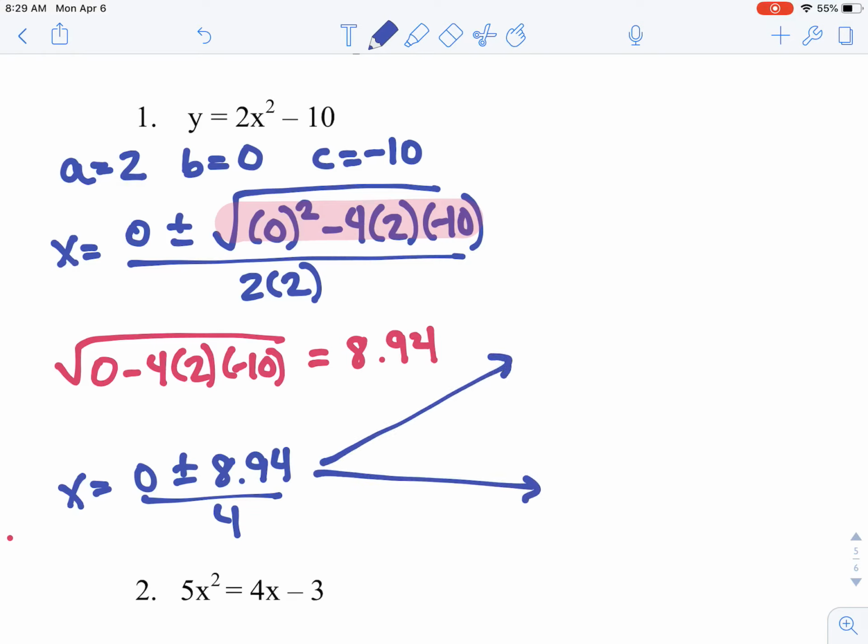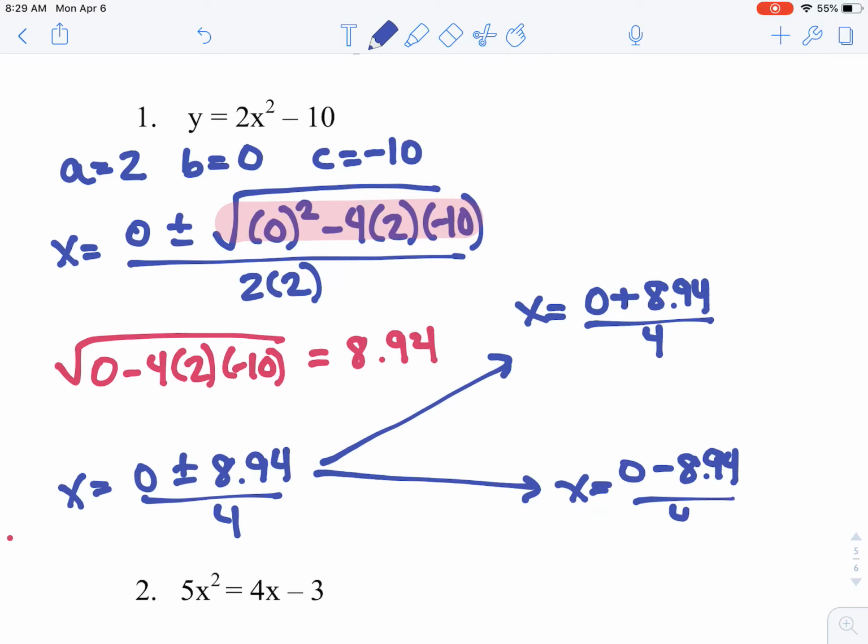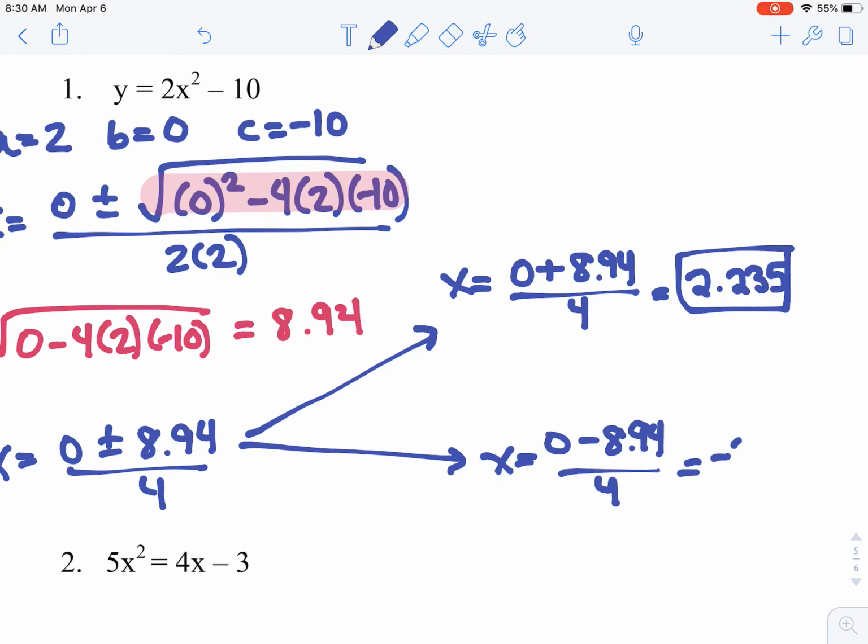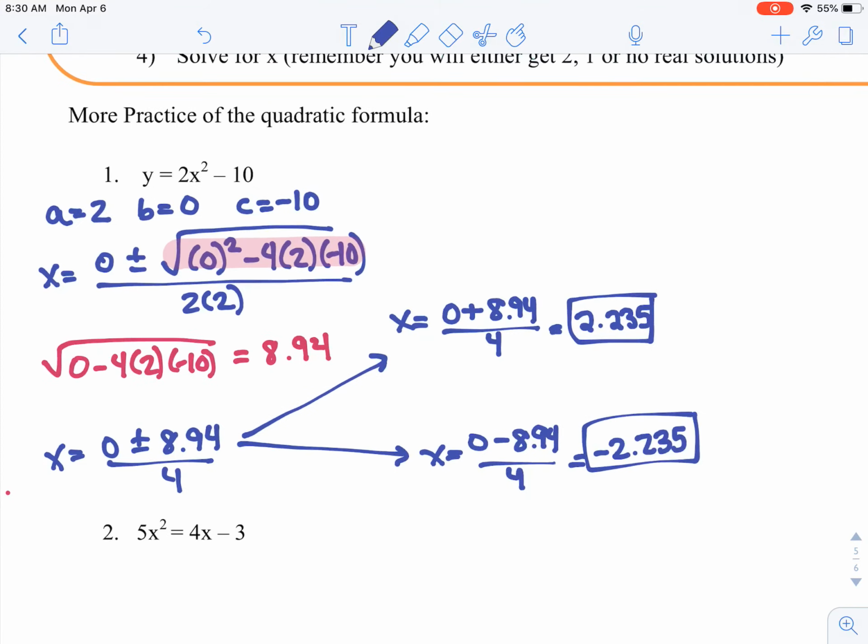Now this is going to give me two answers. X equals 0 plus 8.94 divided by 4, and x is equal to 0 minus 8.94 divided by 4. So we have 8.94 divided by 4, so we have 2.235 positive and negative 2.235. Okay, so that's number one.